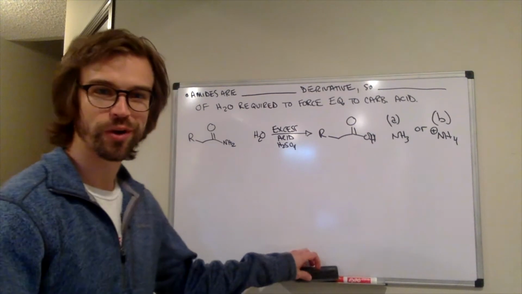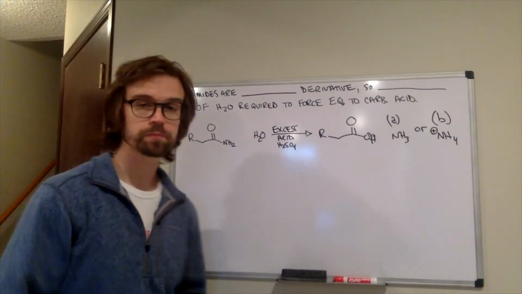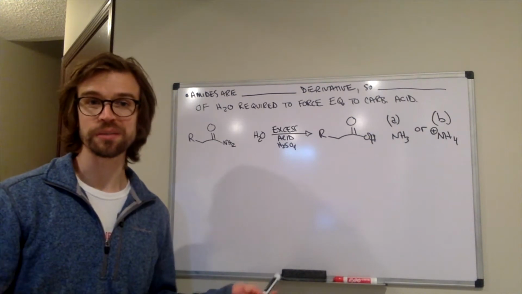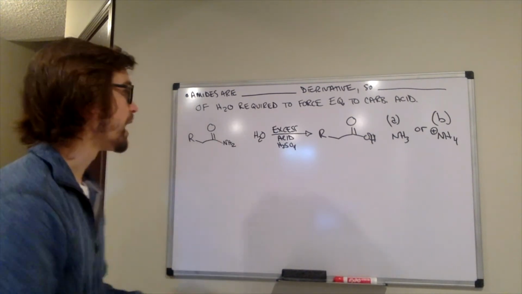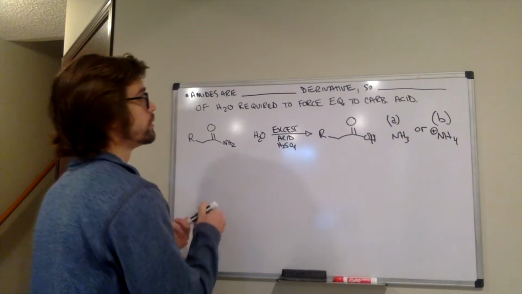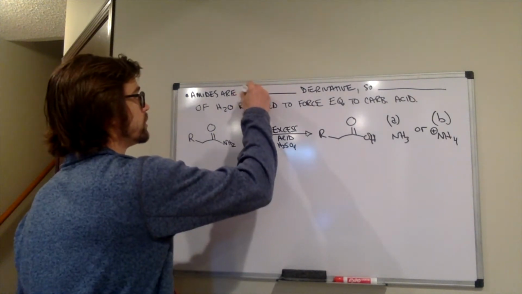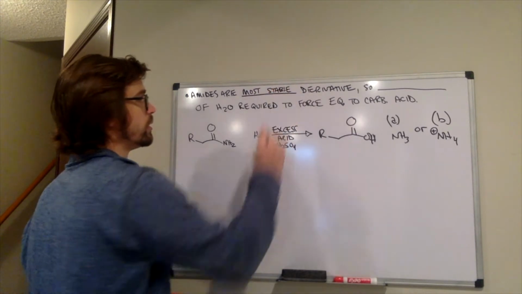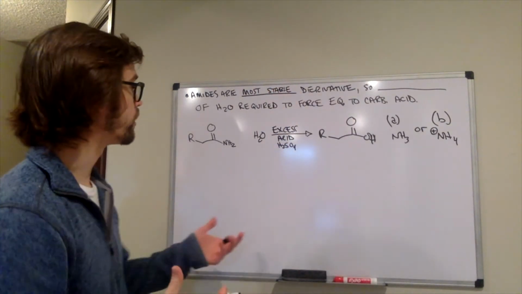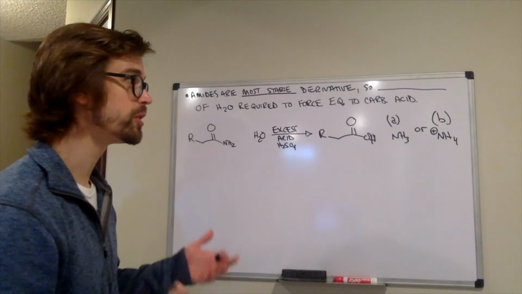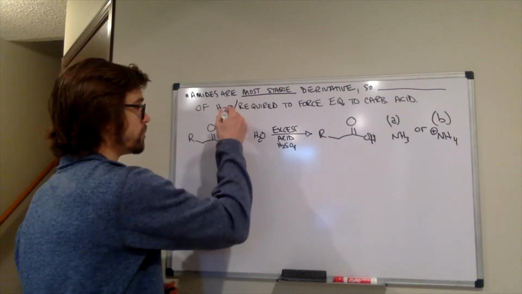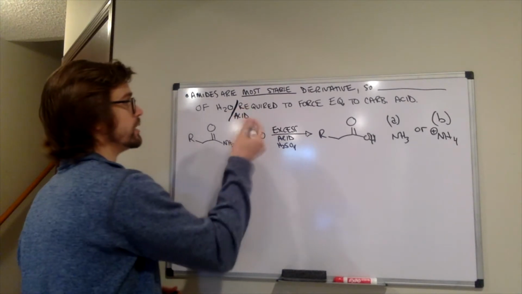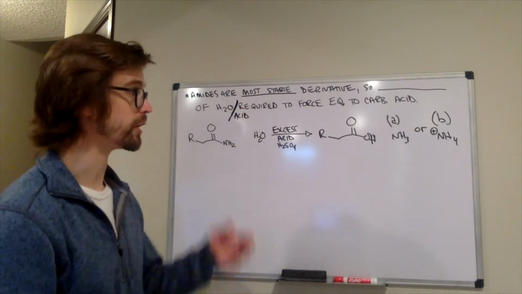All right, so we are on to amides. And as we've talked about all along, all these carboxylic acid derivatives have different stabilities, different electrophilicity. Amides are the most stable derivative. So a heavy excess of water is required to force the equilibrium to the carboxylic acid. So we'll even say the excess of water/acid is required to force the equilibrium to the carboxylic acid.